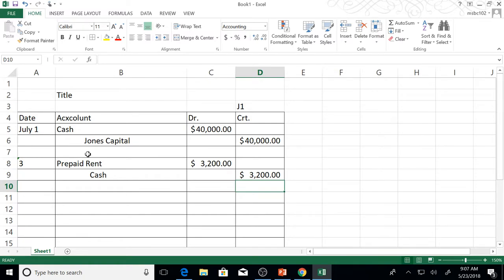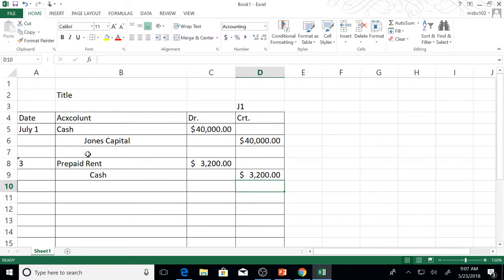But if you put the cash right beneath it immediately, it's okay as long as you have the amounts in the right place. But it doesn't look professional. So always the debit goes to the left, and then beneath it, whatever account is credited is going to go a little bit to the right, like that. Okay.